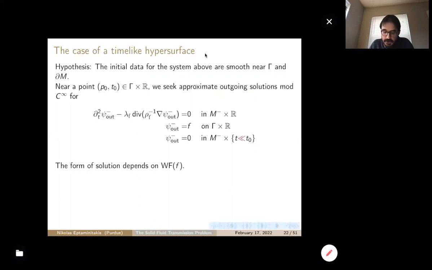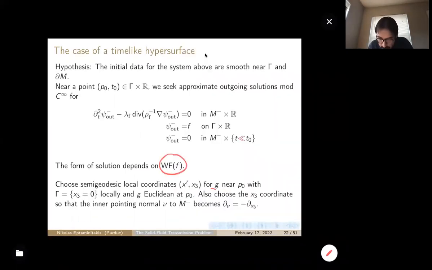Now, the form of the solution is going to depend on where the wavefront set of F lies. So there are some possibilities for that, and here is where actually the presence of a metric becomes very useful, because it tells us that we can basically choose nice coordinates near a point that we're interested in. So we're going to study the problem locally, and we can choose nice coordinates at the point we are interested in. We can take the metric to be Euclidean, and we can sort of solve the problem invariantly, to put it this way.